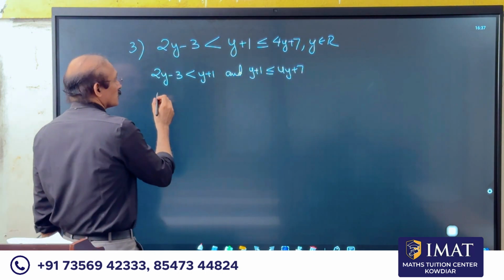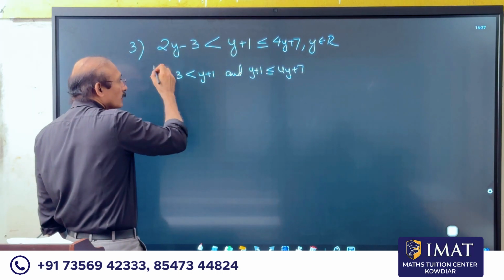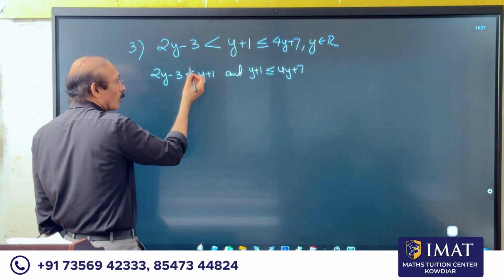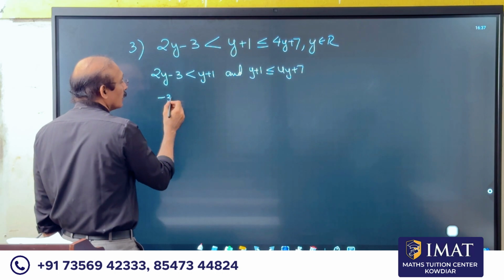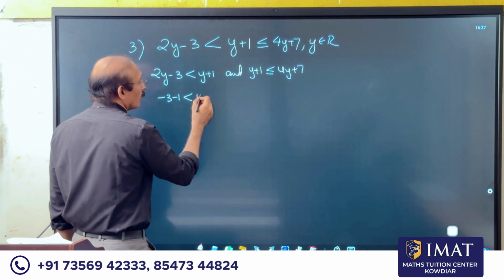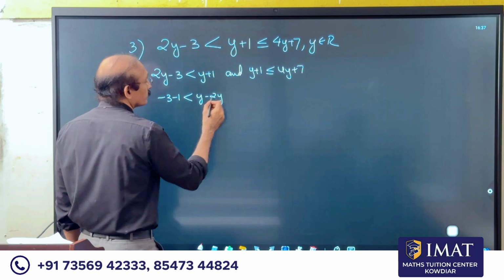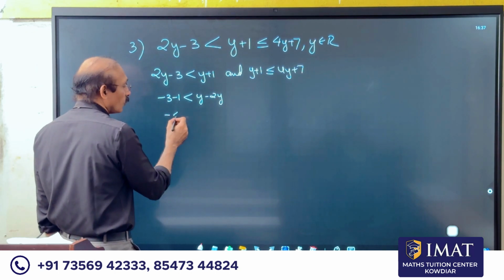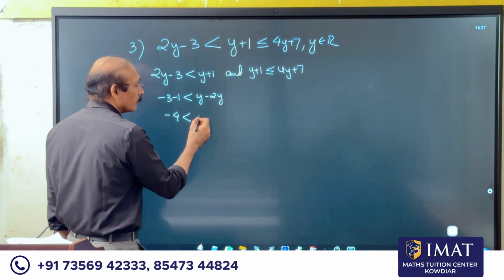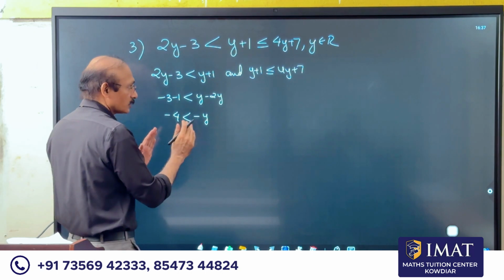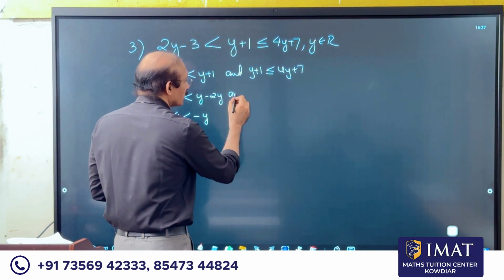So what you have to do here is, you bring the variable to the right and constant to the left. So minus 3 minus 1 less than y minus 2y. Or this is minus 4 is less than, what is y minus 2y? It is minus y. We'll just leave it. We'll go to the next one. We'll see what it becomes.